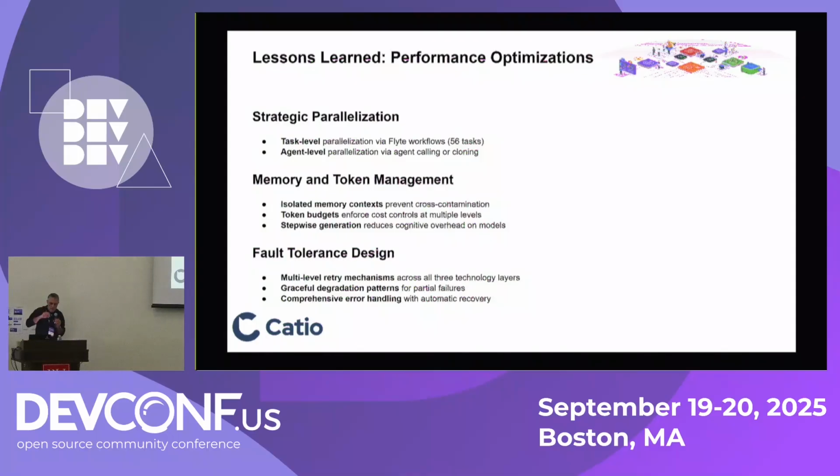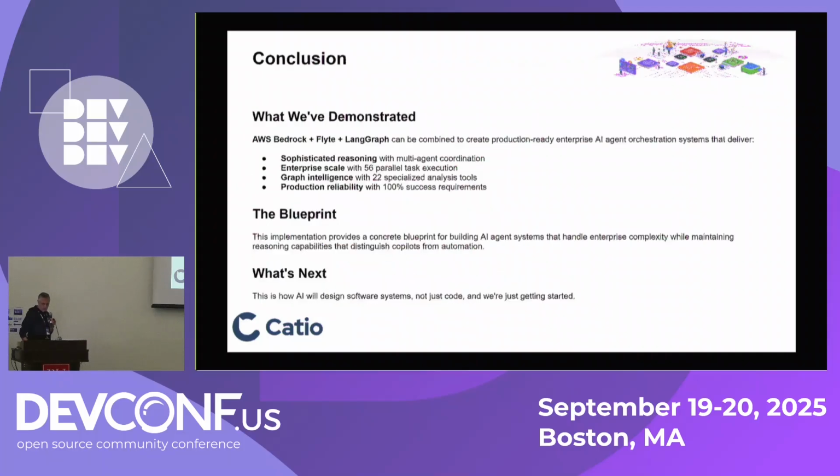On performance optimization, strategic parallelization is important, as I mentioned, at the task level and at the agent level: task level parallelization with Flyte, and agent level through LangGraph. I also mentioned memory and token management. It's really important to make your agents very aware of tokens and their budgets and stick to the budget. Otherwise, you get runaway processes that will eat up all your budget. And then fault tolerance, multi-level retry mechanism, degradation, and error handling are really crucial for us.